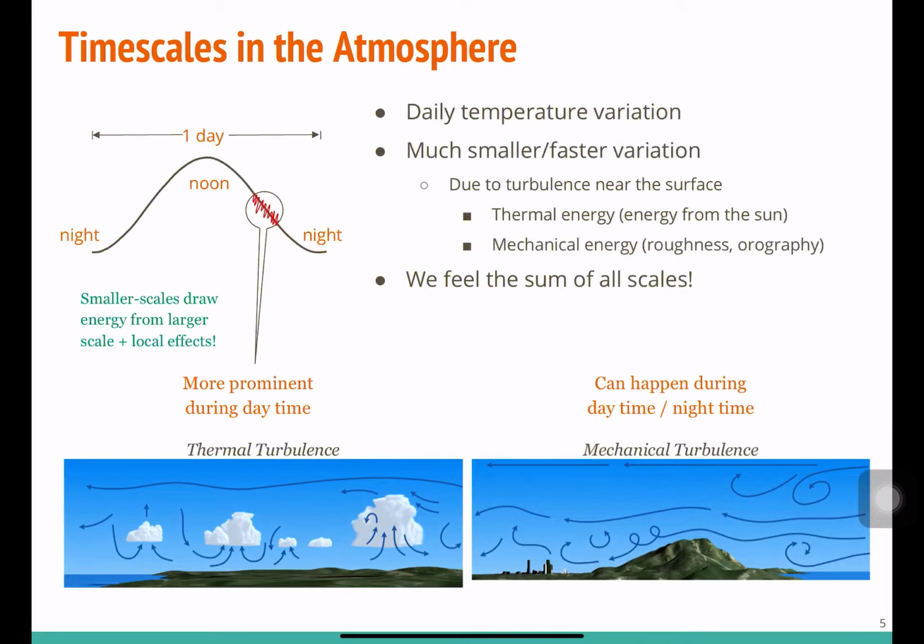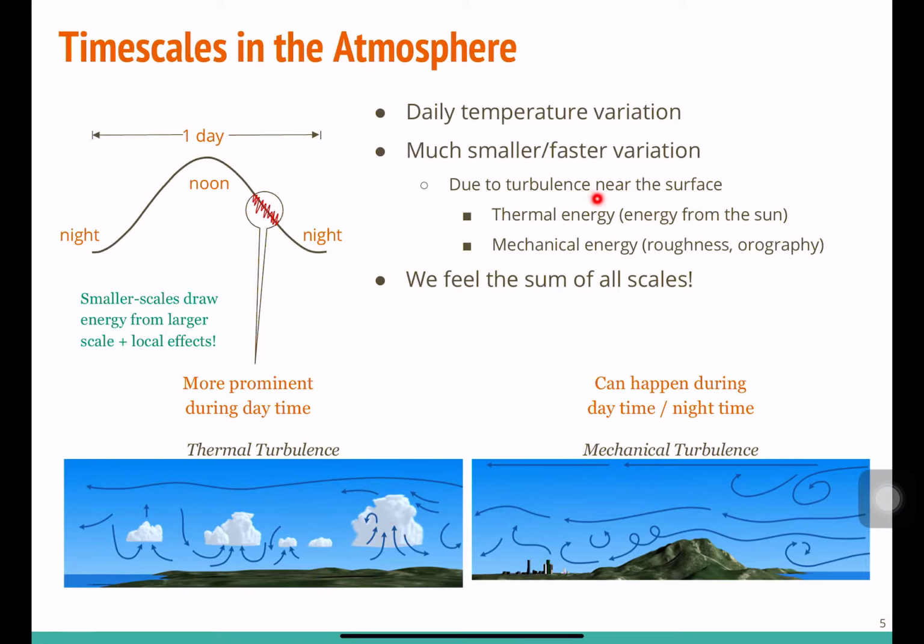Okay, so if we focus on the diurnal variation, this is the diurnal variation, and then we magnify even more, you can see that it's not smooth at all. Again, we have a lot of oscillations happening, and it's more prominent during the daytime. And it's probably due to much smaller and faster variation, and we call the swirling wind turbulence.